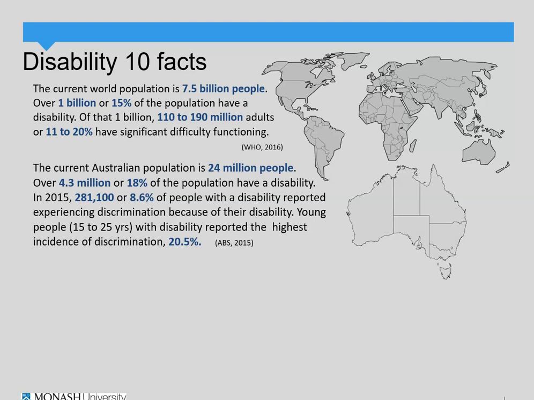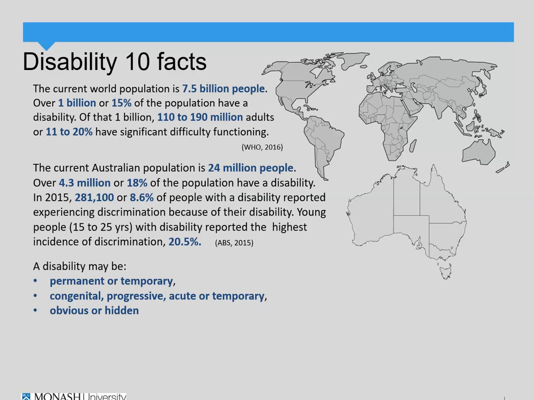And I think that's a really sad fact, that of such a large percentage of our population, people still, in this day and age, with the information that we have available to us, are still reporting that they are experiencing discrimination as a result of their disability. Young people in the category of 15 to 25 years with a disability report the highest incidence of discrimination, about 20% of that group. And that's also very sad.